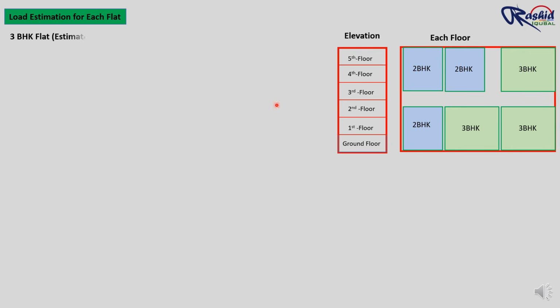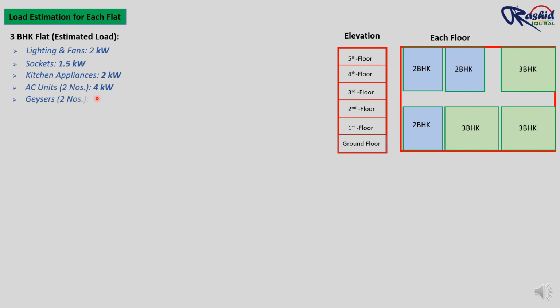So each 3 BHK flat contains various electrical appliances, each consuming a certain amount of power. Let me write here. Lighting and fan I consider 2 kilowatt. Socket 1.5 kilowatt. Kitchen appliances 2 kilowatt. AC unit we consider 2 numbers, that is 4 kilowatt. Geyser same 2 numbers, 4 kilowatt. Miscellaneous load 1.5 kilowatt. So the total load of 3 BHK flat will be, I need to calculate all these values, it becomes 15 kilowatt.